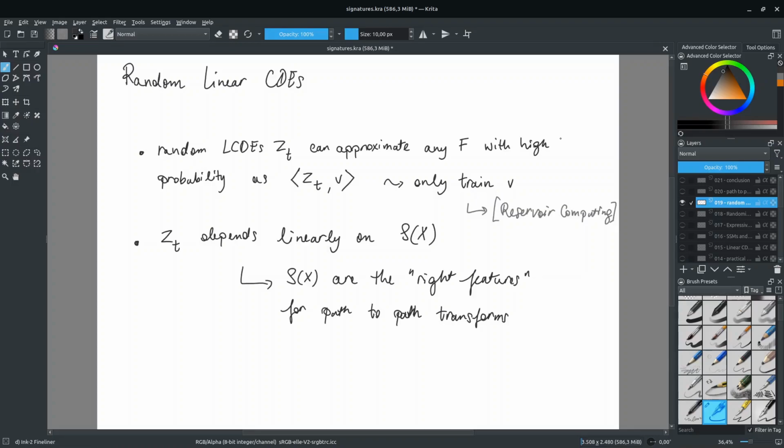we can sort of combine two things here. So first, these random linear control differential equations can approximate any f with high probability as simply a linear product with some vector v. And v is the only thing that you need to train here. So it's pretty much exactly the same setup as in reservoir computing, which now we might want to look more into because I found this quite intriguing. And we also have that z of t, the signature transform, only depends linearly on s of x. So really the signature is like the right features for path-to-path transform or just dealing with paths in general.